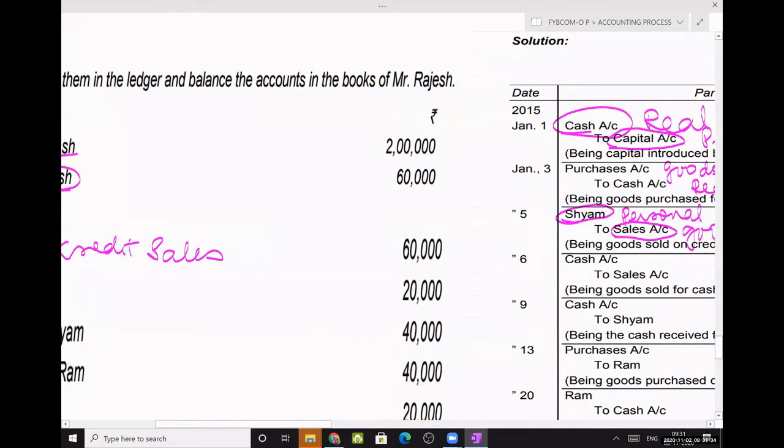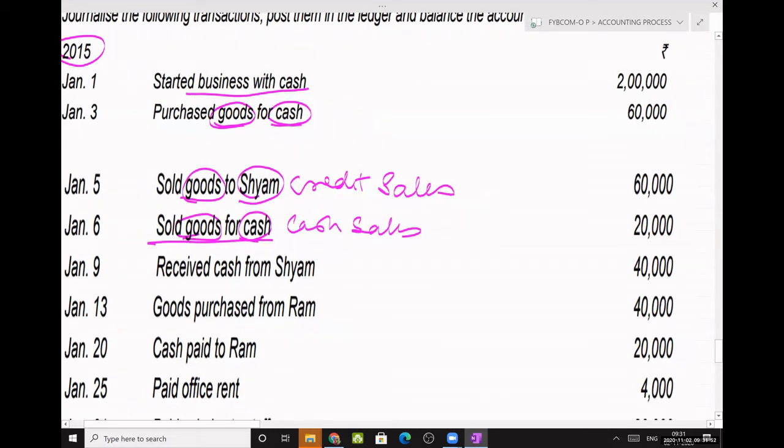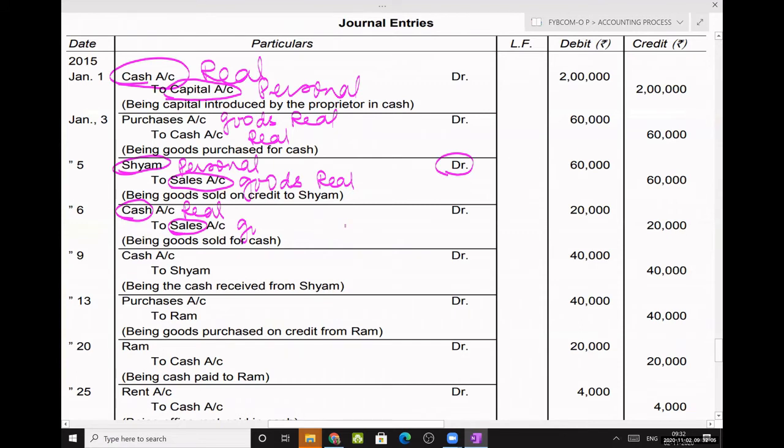Next, 6th Jan, goods sold for cash. So this is a cash sales entry. So what is important here? Goods and cash. In credit sales, what is important? Goods and the party. Cash, real account. Debit what comes in. And sales is the goods you are selling. Goods is also a real account. Credit what goes out.